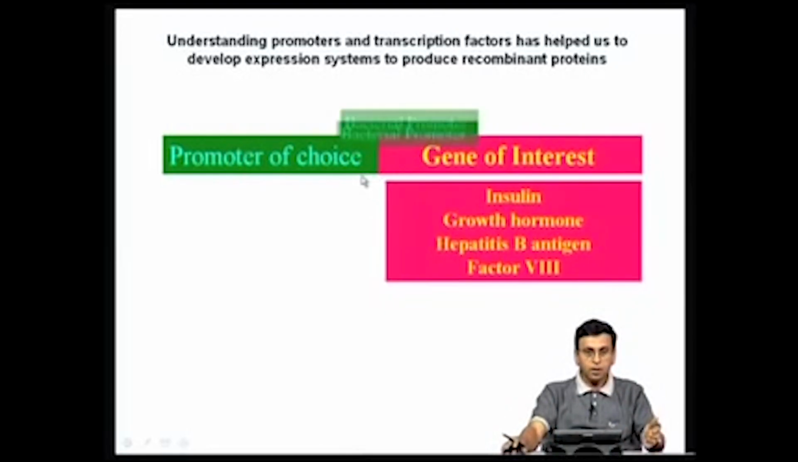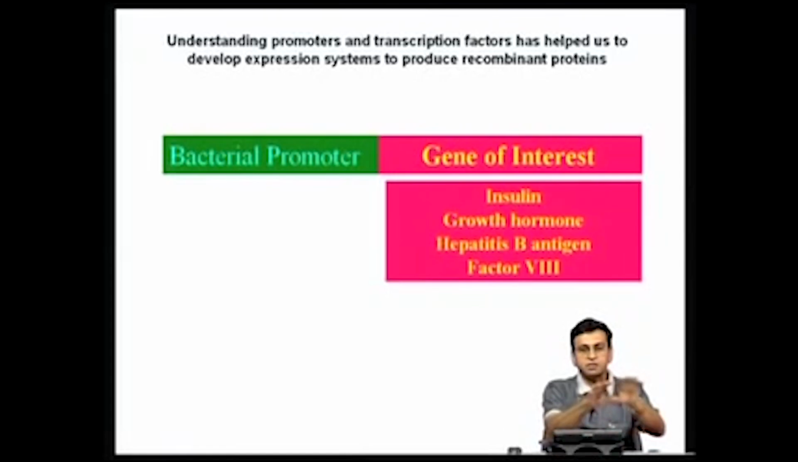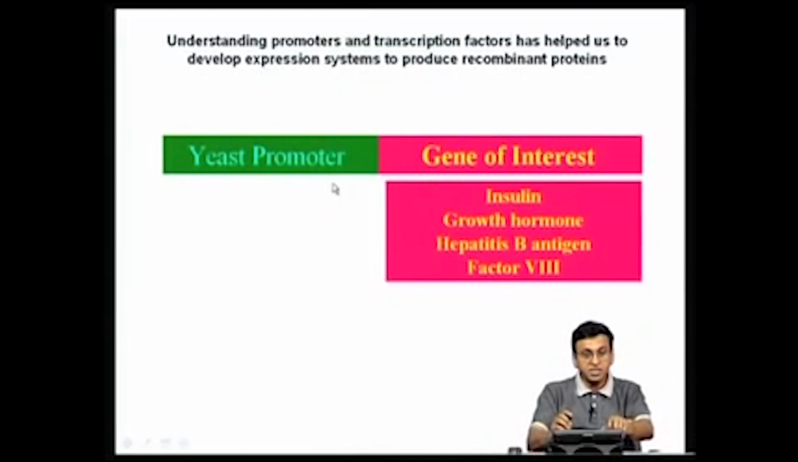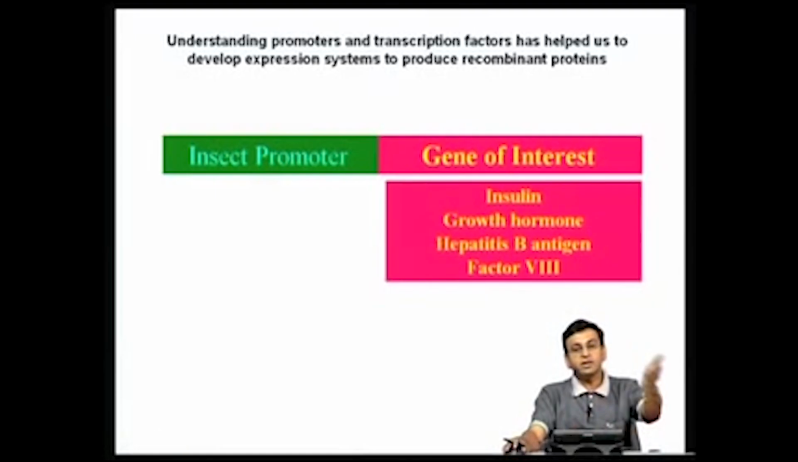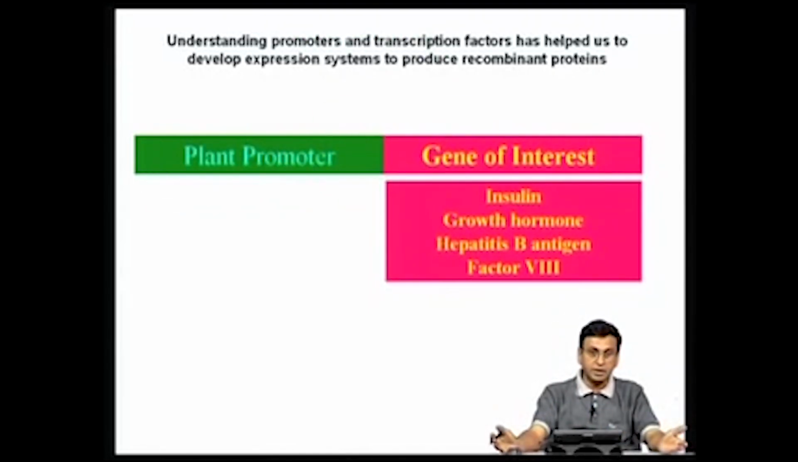For example, you want to make a protein in bacteria, you put a bacterial promoter and put this plasmid in bacterial cells, now bacteria will start making your protein of interest. On the contrary, if you want to make this protein in yeast cells, you simply put a yeast promoter, now yeast cells will start making your protein of interest. Similarly, if you put an insect promoter, your protein will be made in insect cells, or if you put a mammalian promoter, your protein can be made in mammalian cells, or if you put a plant promoter, you can make your protein of interest in plant cells.